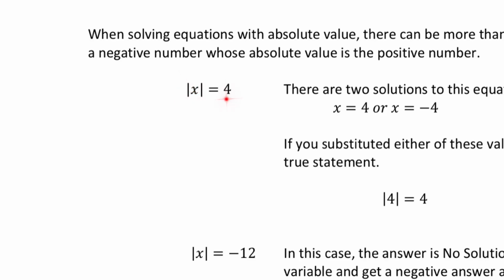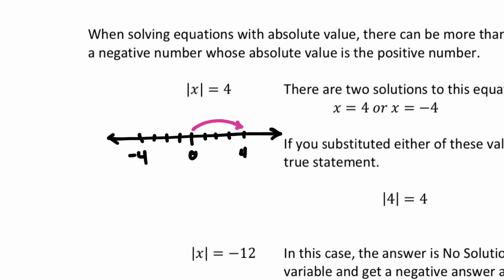We do know, however, that the distance is 4. So the distance from some number to 0 is 4. What is that number? Okay, it never tells you whether you need to go to the right or to the left, but there's 4 that way, and here's 4 this way. So you get 2 answers because the absolute value of 4 is 4, and the absolute value of negative 4 is also 4.